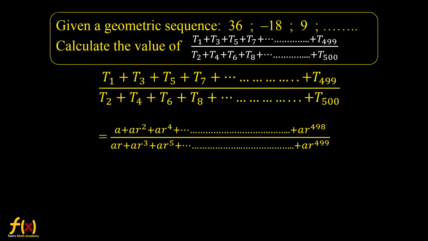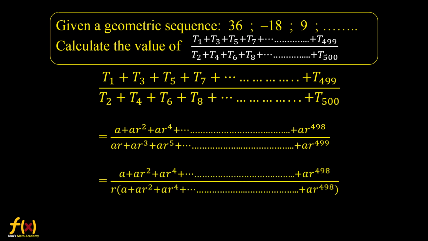Denominator: T2 is AR, T4 is AR cube. So we write all of them, and the last term T500 will be AR to the power 499. Look at the denominator. We can take R as a common factor. Our intention is to cancel the numerator and the denominator terms. Inside the bracket, we get the same terms as the numerator. So we cancel them and we get 1 over R.